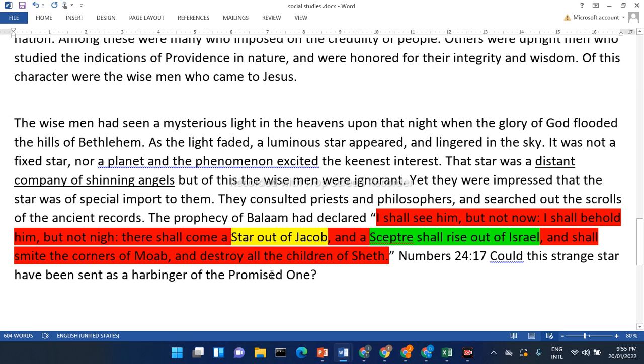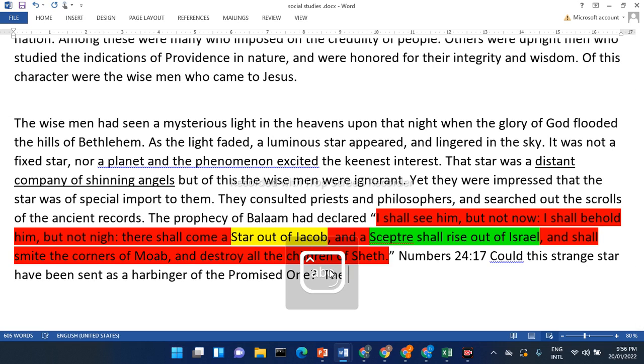So they're putting one and one together. They see the star. They don't know that it's actually a company of distant angels, but it appears to them as a star. They don't really know what it means or what it represents, and so they search. They ask the priests. They ask the philosophers, "What does this star represent?" They found a prophecy in Numbers about a star, and a star being an indication of a king. And so they're asking, could this star be an indication of the promised one?